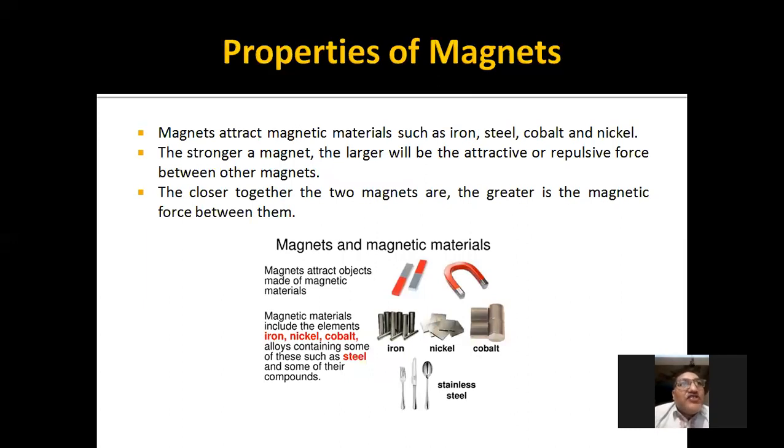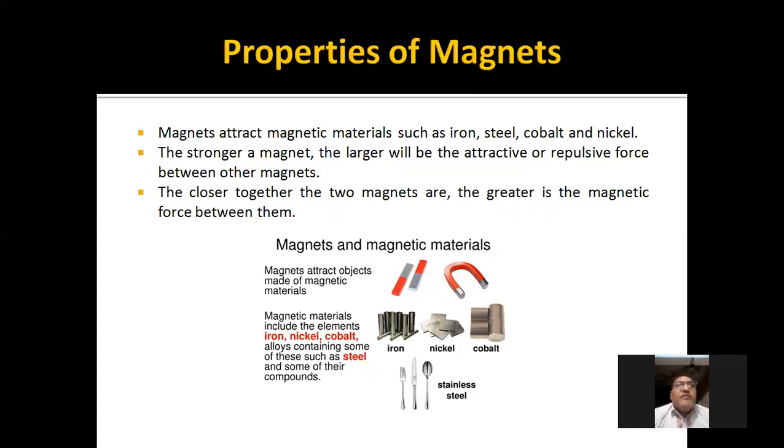Okay, so there are some materials which are attracted to the magnet, and the materials which are attracted to the magnet, we call them magnetic materials. And the materials which are not attracted to magnets are called non-magnetic materials. So the famous magnetic materials are iron, steel, cobalt, and nickel. Remember these names, because sometimes they give you questions in which you have to pick which one is a magnetic material. So remember these names.